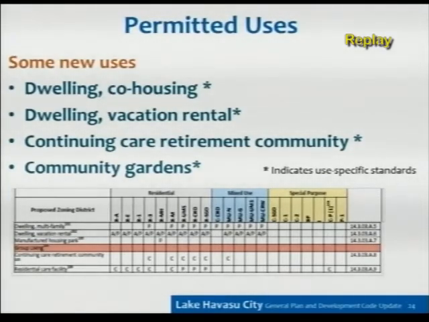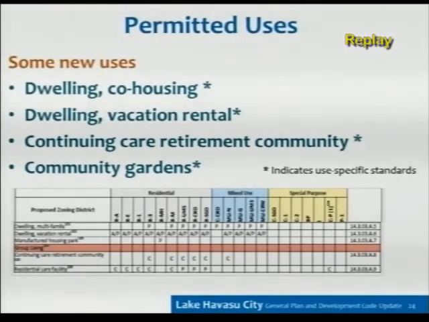Continuing care retirement community is just an area that allows everything from independent living to congregate living to medical care within a single campus. It's just something that's coming up as all of us get older, and it's been added in here. You can see that there. Community gardens is another one.